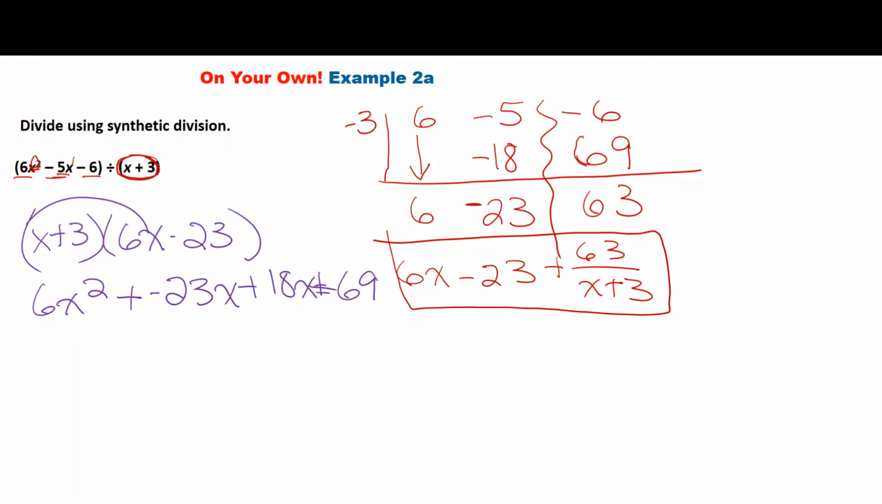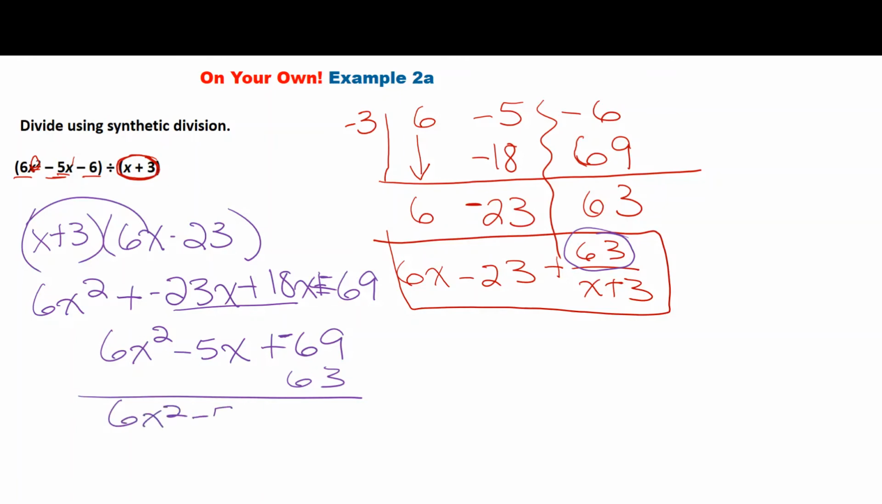All right, we FOILed that whole thing, didn't we? So now all we have to do is say 6x squared, negative 23 plus 18 is a negative 5x, plus negative 69, and we have to add 63 to that. So that leaves us with 6x squared minus 5x minus 6, and that is indeed our original equation, so we know that we did it correctly.